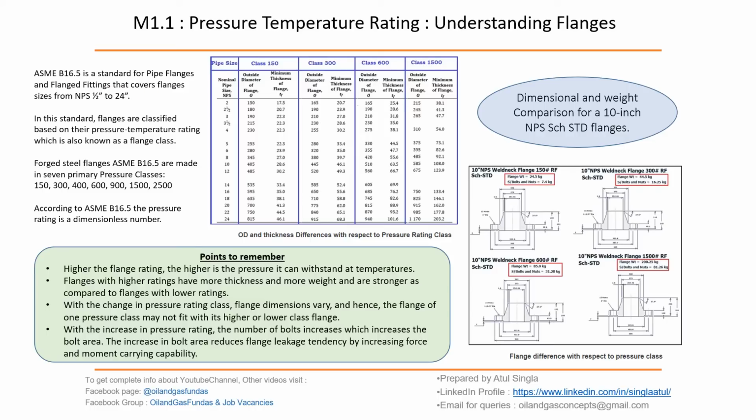It covers flange fittings with sizes between half inch to 24 inch, and B16.47 covers sizes more than 24 inch and up to 60 inch. In this standard, flanges are classified based on their pressure rating, which is also known as flange class. As we have discussed in the previous slide, we can call it flange class or pressure rating. For steel flanges, according to B16.5, we have these seven classes: 150, 300, 400, 600, 900, 1500, 2500. These are the basic classes which have been identified in this standard.